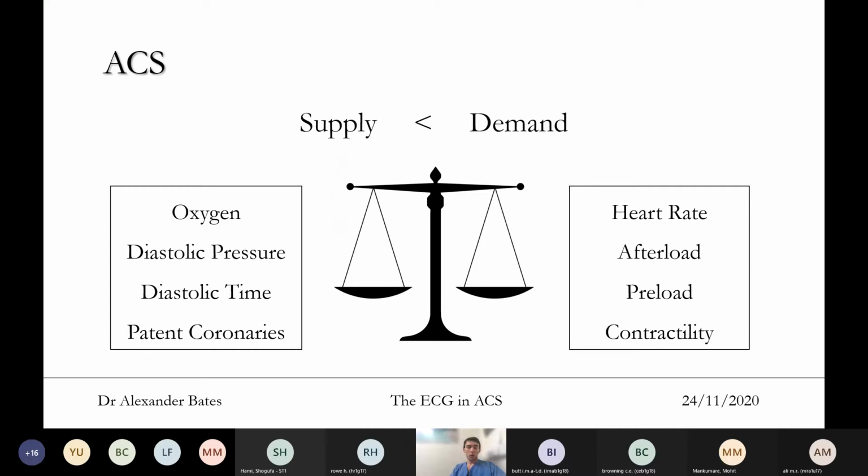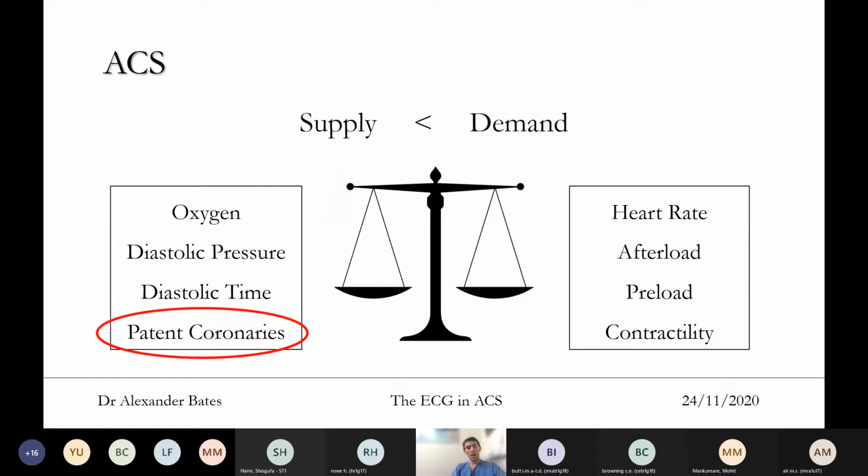It could be caused by having a tachyarrhythmia, where your heart is pumping so fast that you can't perfuse your coronaries as well as you'd like to. So there's lots and lots of other things. However, the thing that people probably worry about the most, and what we're probably going to be focusing a bit more on, is having patent, or in this case, not having patent coronary arteries.